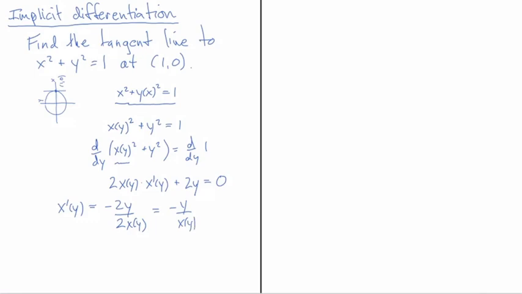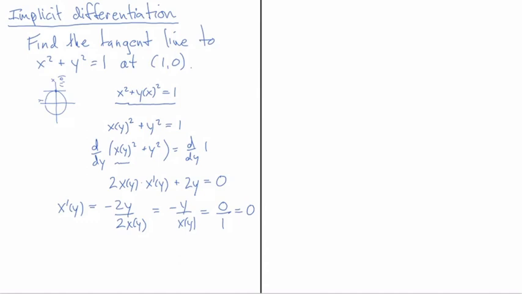And in this particular case, the y value is 0 and the x value is 1. And here there's no mystery about what the slope is. It's not infinite or undefined. It's actually just equal to 0.